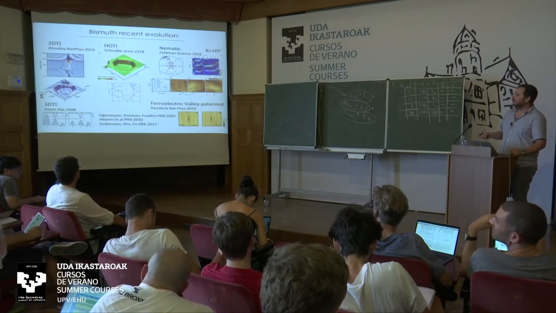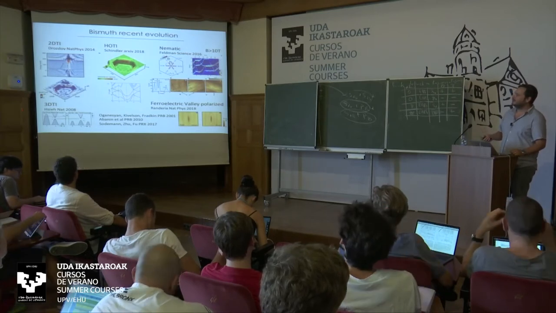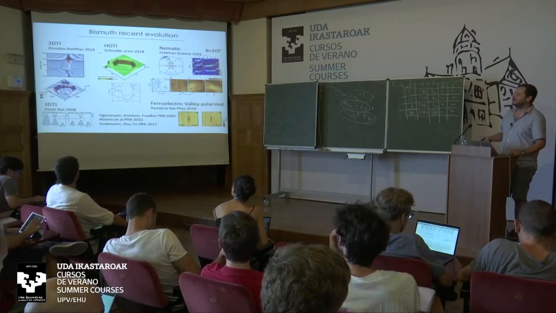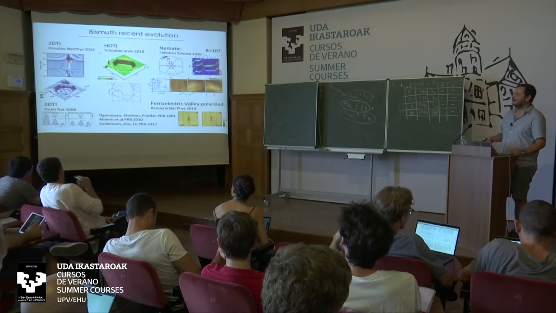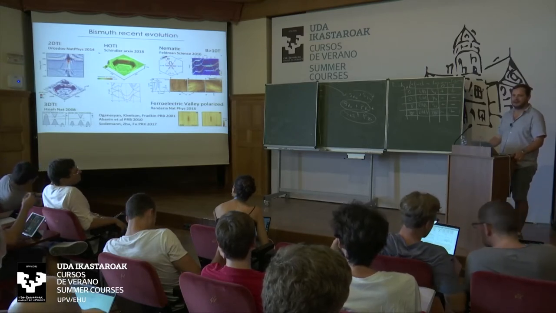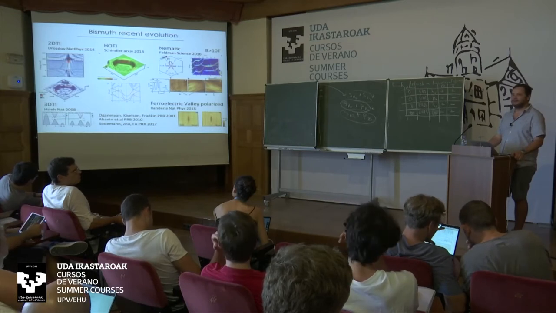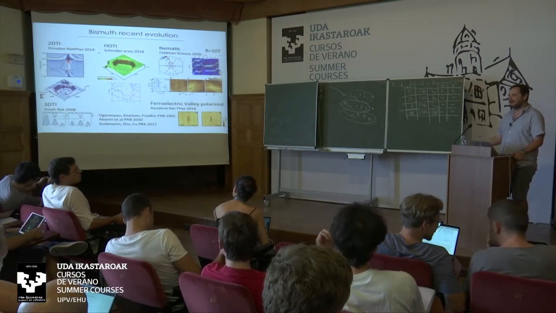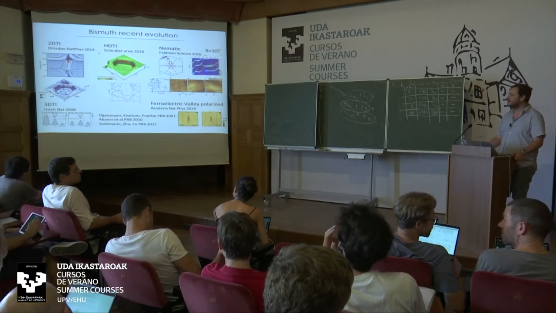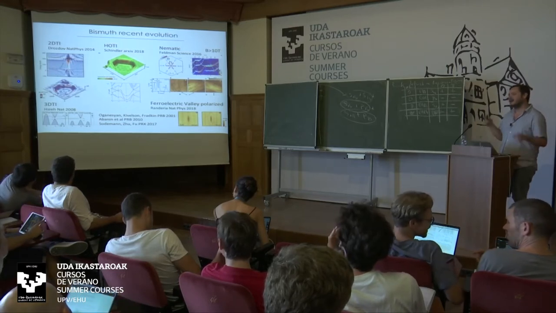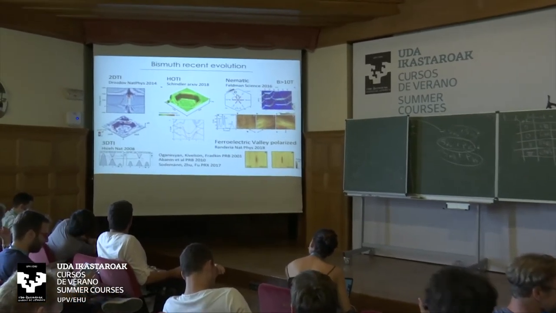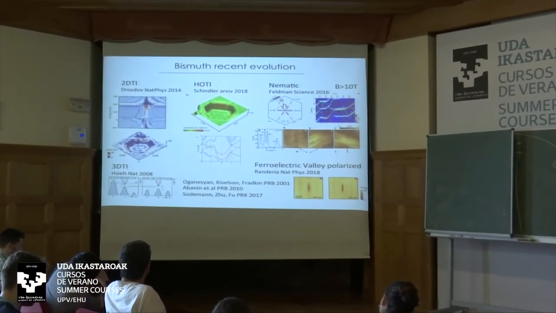So on the topological side, which is the left side of the screen, maybe I should start with this work. Our first three-dimensional topological material was bismuth antimony, bismuth alloyed with 7% or more of antimony, which turned bismuth into a three-dimensional strong topological insulator.